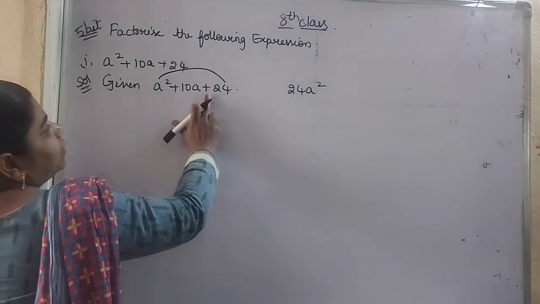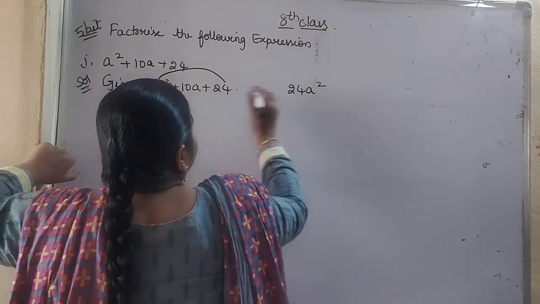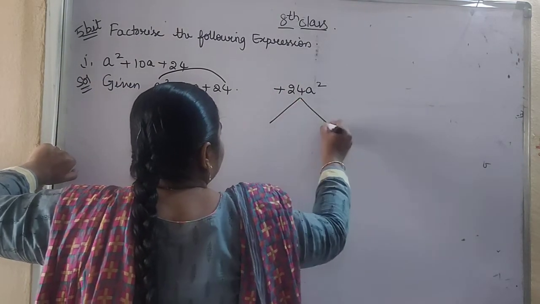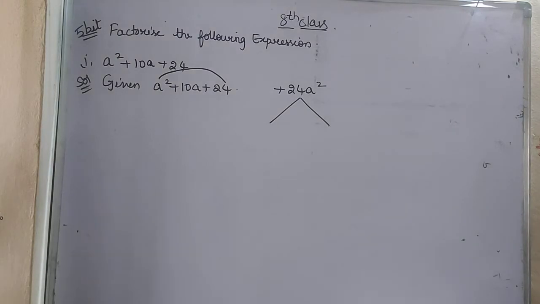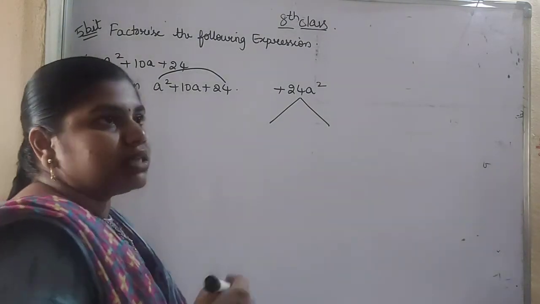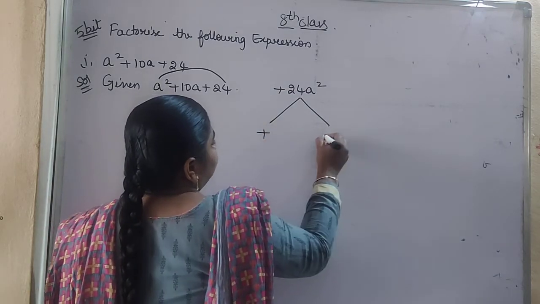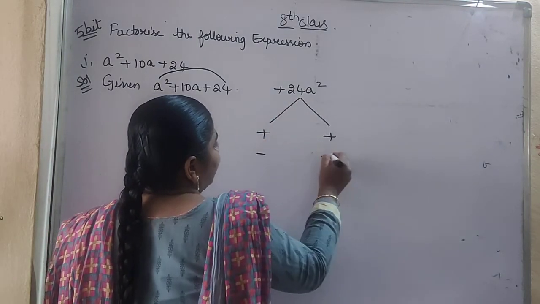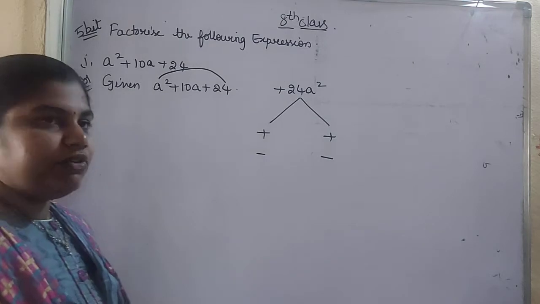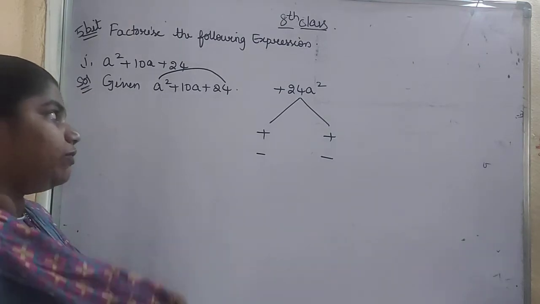Here it is plus and here also it is plus, so plus into plus will be plus. Which two signs will you multiply to get plus? Plus into plus will be plus, minus into minus will be plus. Now we have to think about the factors of 24.